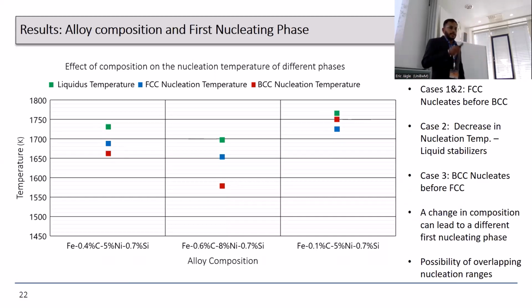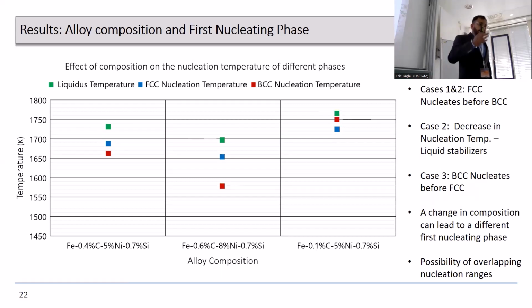So moving forward, alloy composition and the nucleating phase. Since one of our assumptions was that the first nucleation itself reaches the solidification, here our model actually predicts which will be the first phase nucleated according to the composition. So we tried 3 different compositions, and for the first and second case, FCC nucleates before BCC.